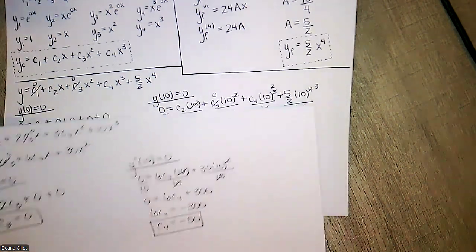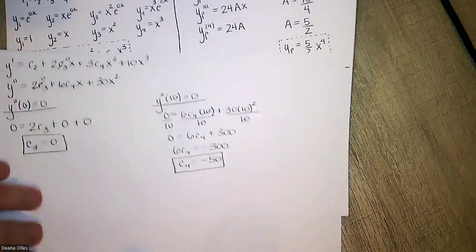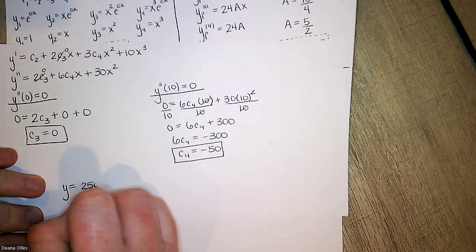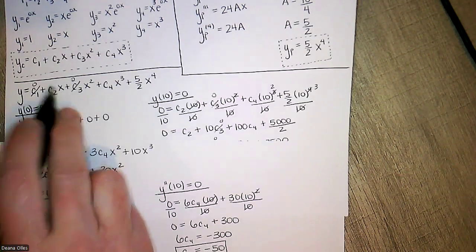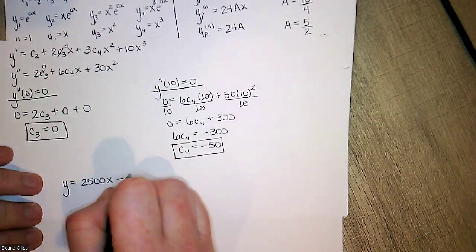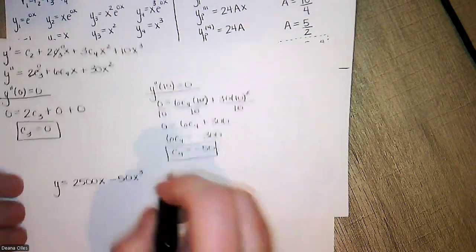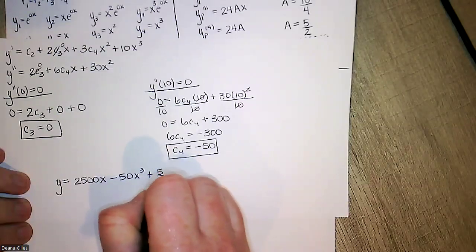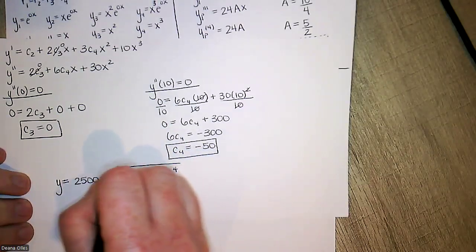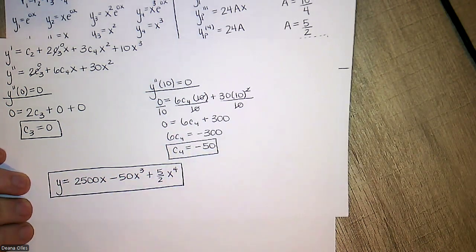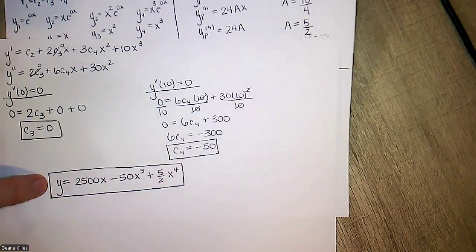So my final solution is y equals C2, which was 2,500, x minus 50x cubed, plus 5 halves x to the fourth. Because the other terms, C1 and C3, were 0. And that's the particular solution, excuse me, for the deflection of this beam.